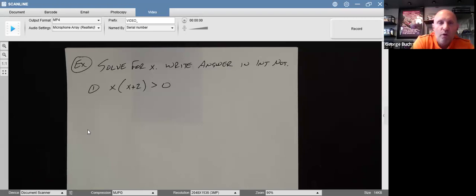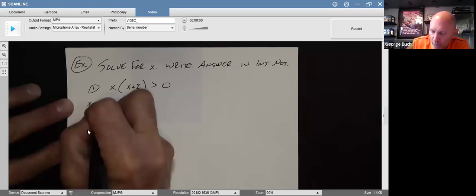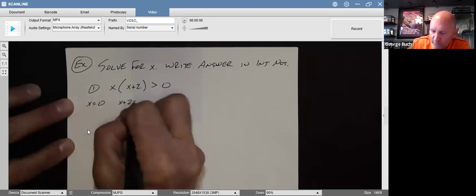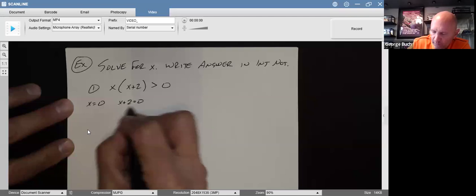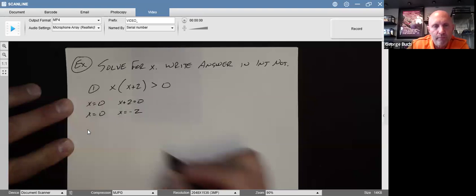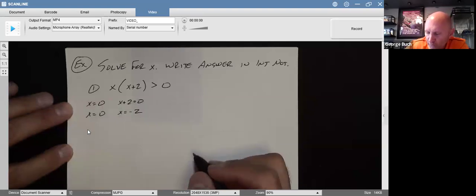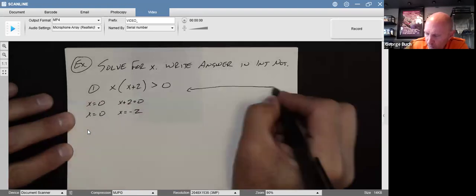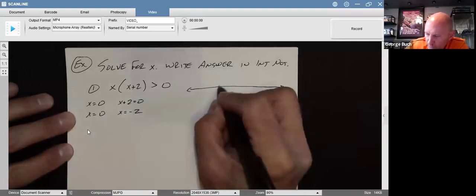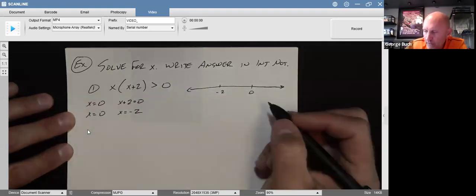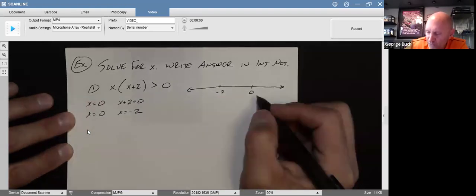So now we do what? Now we set each factor equal to 0. So x is 0, x plus 2 is 0. So I get x is 0, x is negative 2. And these are called critical points because I'm going to draw a number line and put both of these points on the number line and then pick test points in each of these intervals.